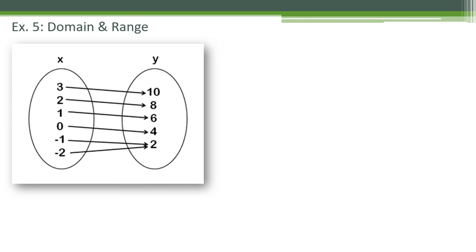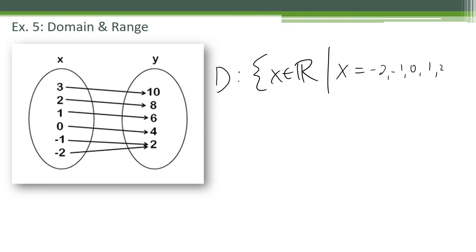So very similar to our first example, domain. X belongs to the element of real numbers such that x can only equal specific things. It's good math format to start at the lowest and go to the highest, but if you want to randomize them, you can. If you want to start with the highest, you can, but you just list them. -2, -1, 0, 1, 2, and 3. And close curly bracket.